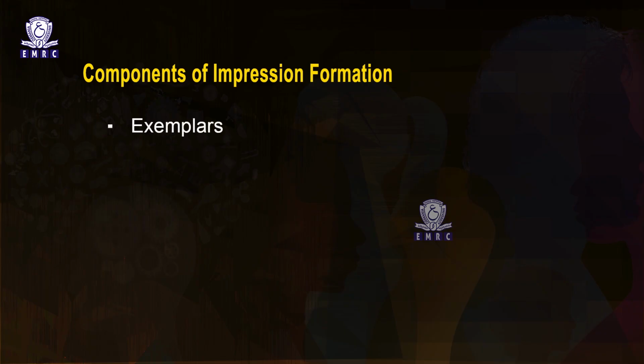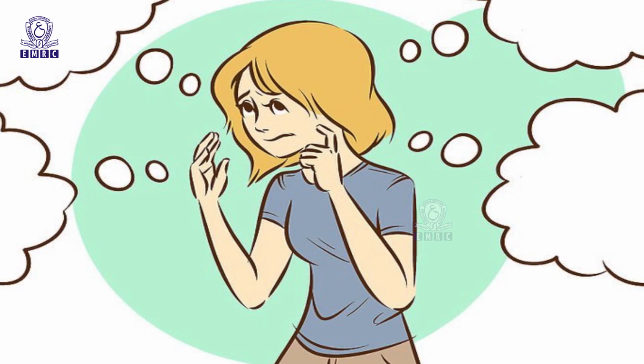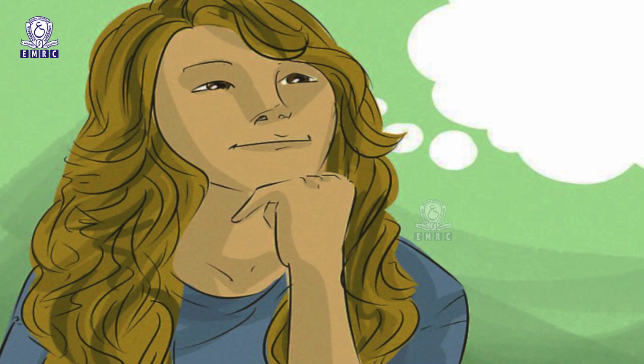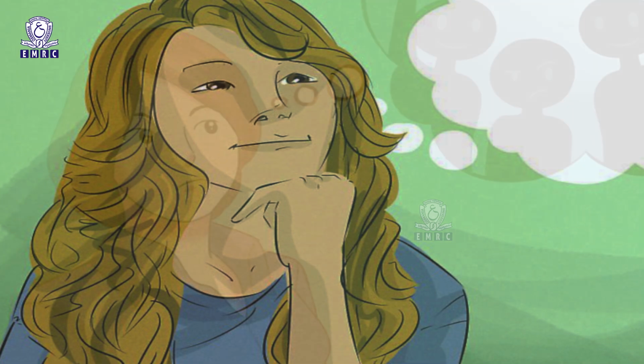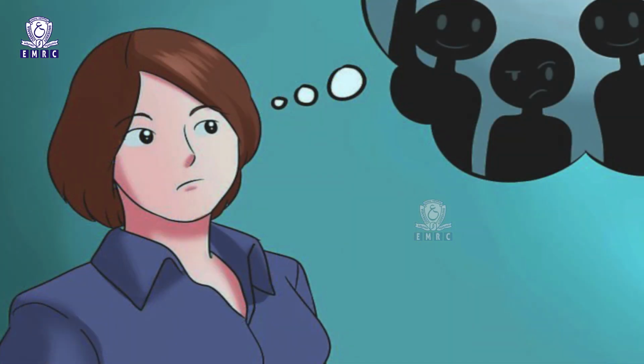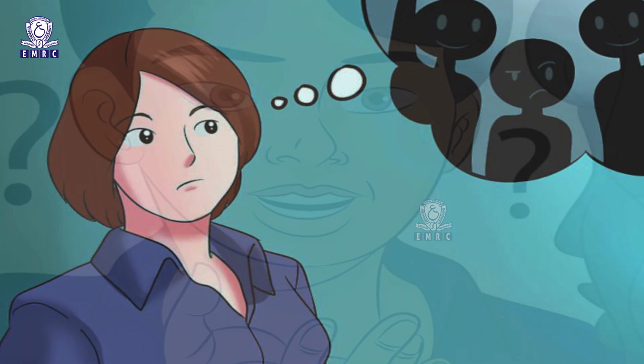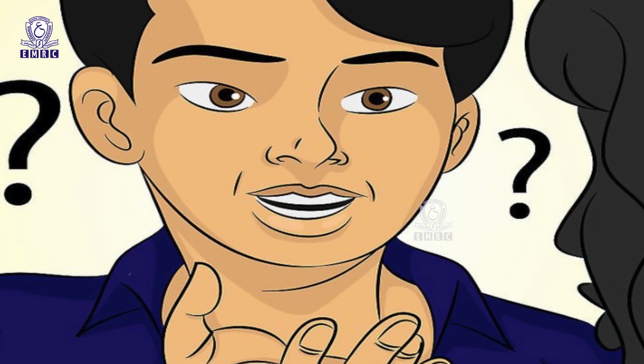Recent research findings about the components of impression formation. Now, there are two major components of impression formation. There is growing evidence that both exemplars and abstractions play a role in impression formation. Now, what is an exemplar? When impressions or judgments are formed about others, we recall those traits or behavioral characteristics often observed in them as the base for such judgments.